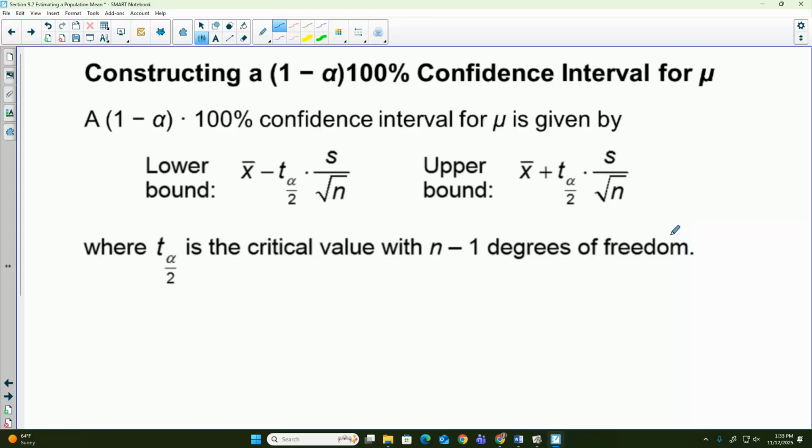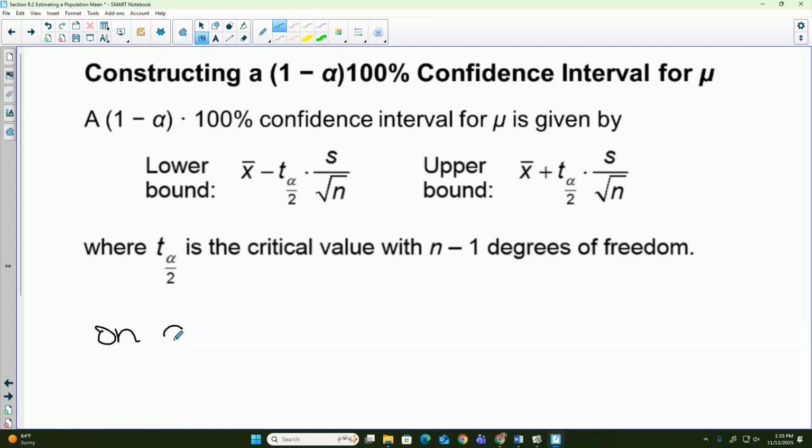So this is how we calculate the confidence interval. It's centered around the mean, just like our other one was centered around p hat. So it's our sample mean plus or minus the T value times S over the square root of n.